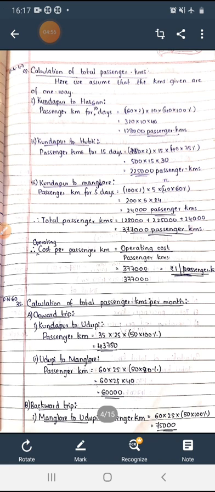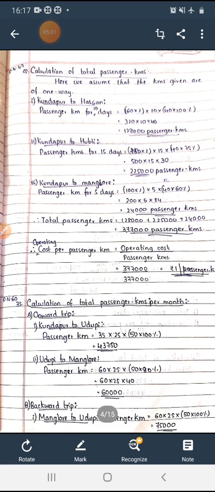The kilometers between Kundapur and Udupi is how much? 35 kilometers into 25 days into capacity 50, full capacity means 100%. It is 43,750 passenger kilometers. Next one, Udupi to Mangalore: 60 kilometers, days same 25, passenger capacity 50, occupied is 80%. So how much? 60,000.